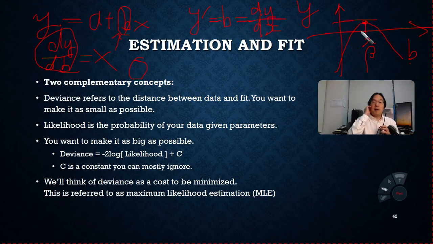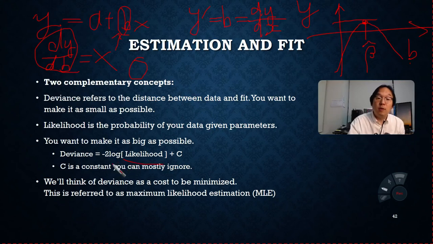So likelihood is the probability of your data given parameters. You want to take it as big as possible. Likelihood maximum, deviance minimum. Deviance should be defined as -2 times log of likelihood plus some constant. C is a constant that you can mostly ignore, partly because the sheer calculation will be crazily complicated, screwing up your eyes unnecessarily. So just take it as it is.